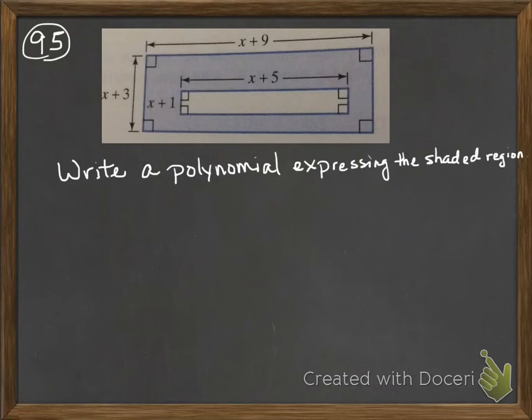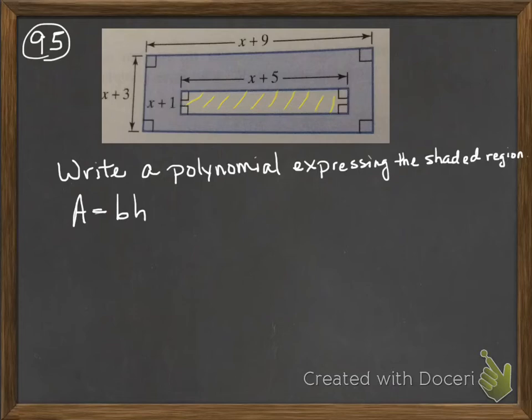Okay, they are asking us to write a polynomial expressing the shaded region. So what we really have here is a big rectangle, and then we have a little rectangle being cut out of it. I'm going to use my little shader tool here. So what's happening is this rectangle is being cut out of the big rectangle. Okay, so the area of a rectangle, let me remind you, is base times the height. So to find the area of the purple shaded region with the hole cut out in the middle where I have my little yellow lines, you're going to find the area of the big rectangle.